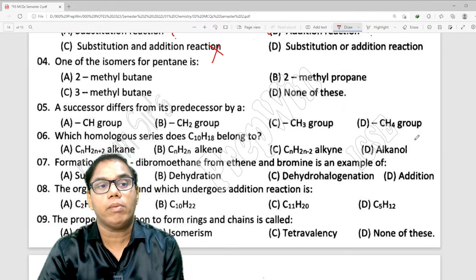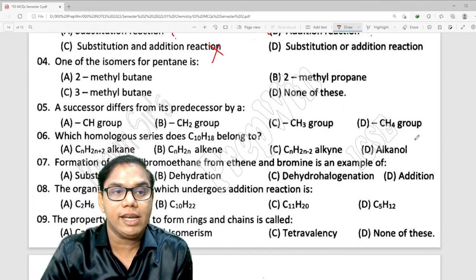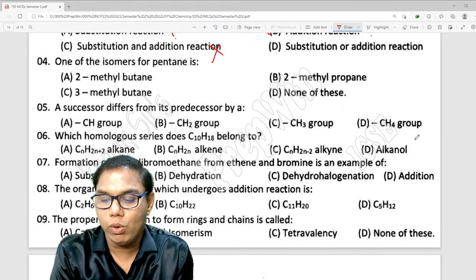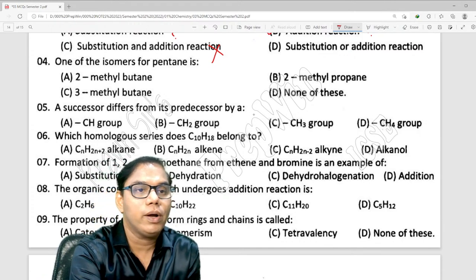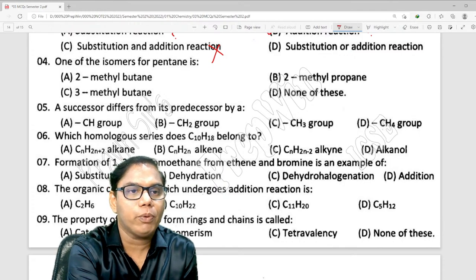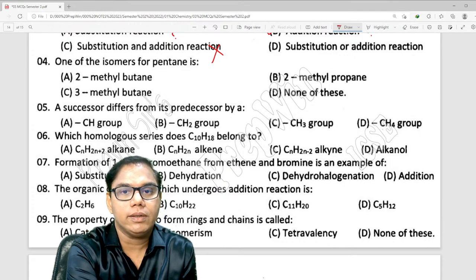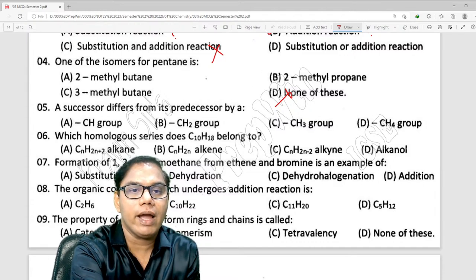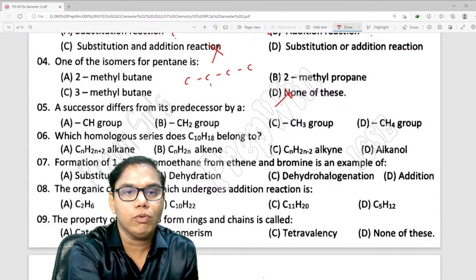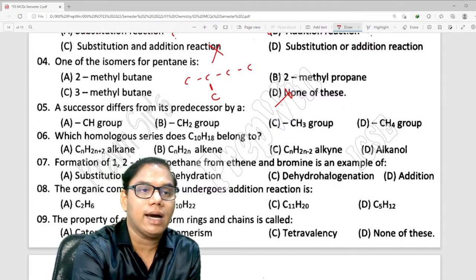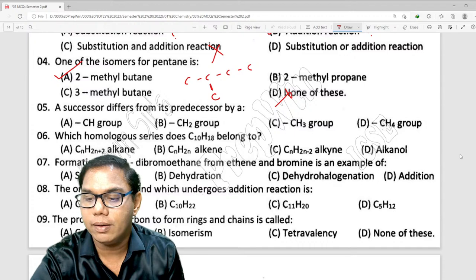One of the isomers of pentane. Pentane ke do isomers hai, unko achhe se karna. Very important question, a sure shot question. One of the isomers is what? Do you know isomers? Options: 2-methyl butane, 2-methyl propane, 3-methyl butane, propane. It is the same if it is second from this side or second from this side. What will be the name? Correct answer is A.